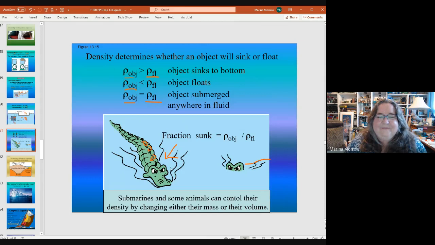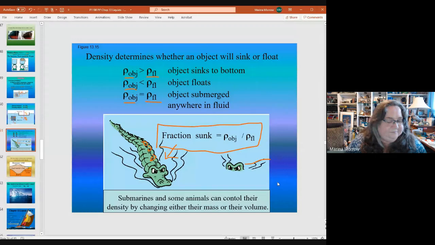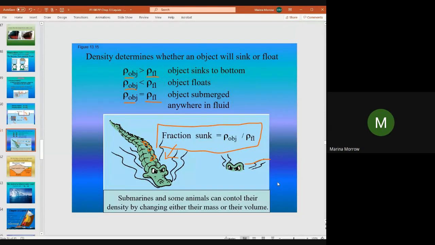Okay, so there's a formula here. The fraction sunk is the density of the object divided by the density of the fluid. So if you have a block that has a density of 0.5 grams per centimeter cubed, and it's floating in fresh water, well, since the density of water is 1 and the density of the block is 0.5, then the amount that is sunk will be 0.5. So 0.5 of the block will be down in the water.